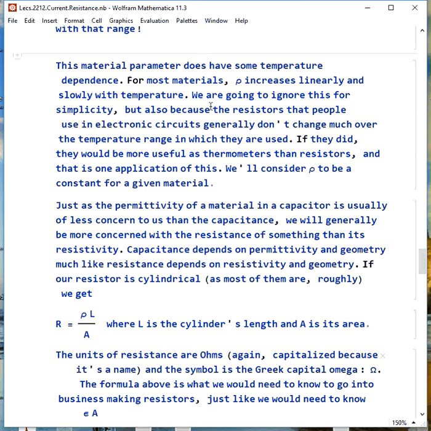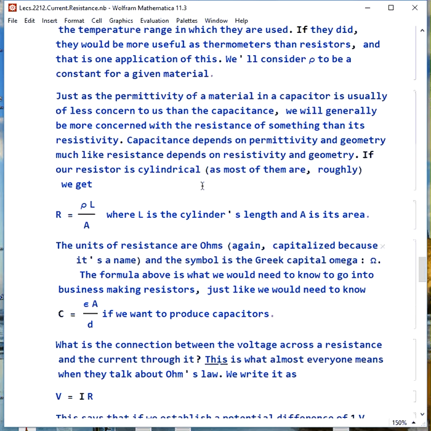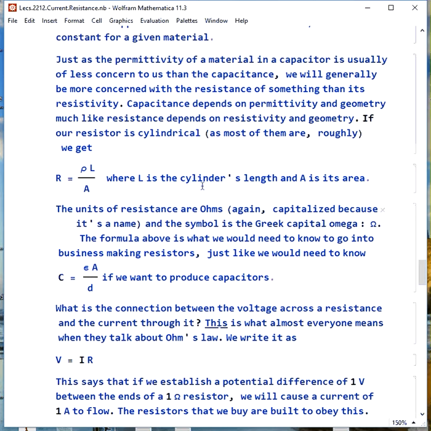We are going to consider ρ to be a constant for a given material, so we're going to ignore temperature dependence. Now, just like the permittivity of material in a capacitor is not usually what we care about, we usually care about the capacitance, again, because we're not in the business of making these things. We usually care more about the resistance of the final object than the resistivity of the material inside it. So capacitance depends on permittivity in geometry, resistance depends on resistivity in geometry.